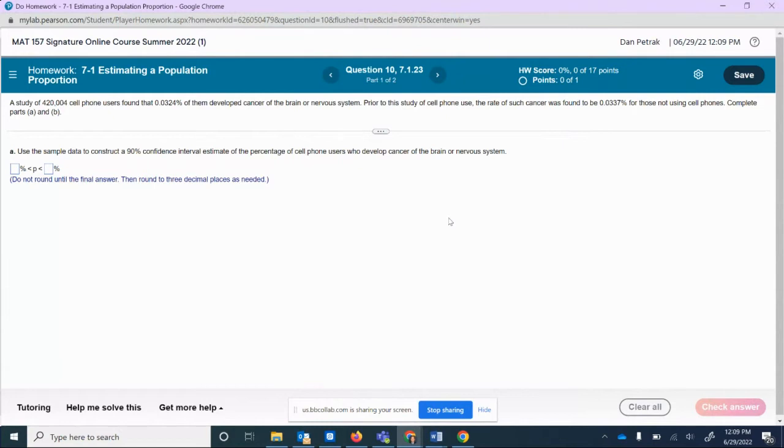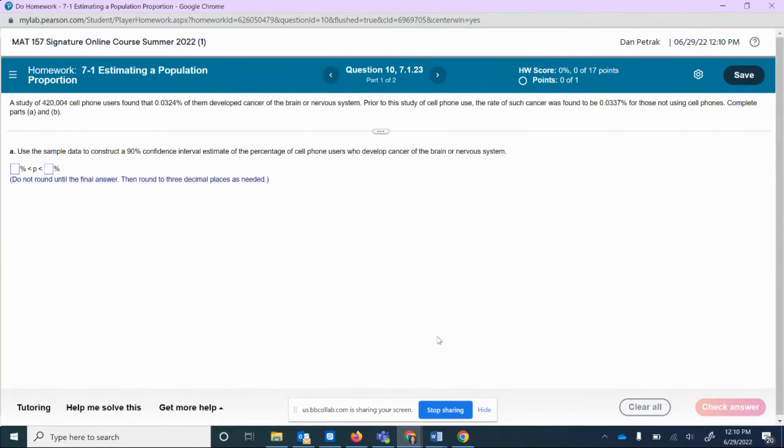So it says a study of 420,004 cell phone users found that 0.0324% of them developed cancer of the brain and nervous system. Prior to the study of cell phone users, the rate of such cancer was found to be 0.0337% for those not using cell phones. Complete parts A and B. So first, they want us to find a confidence interval for the true proportion based on this study. How about if I just do that in StatCrunch? Is that okay? And even if they don't ask us to do a hypothesis test, I'm going to go ahead and do that as well, because we can use this problem as a hypothesis test.